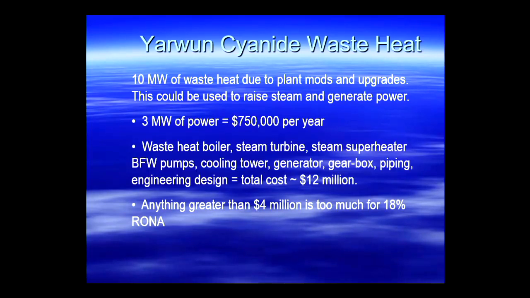RONA is return on net asset, all right? It basically means if you do a discounted cash flow analysis of the capital versus all the recurrence into the future for the lifetime of the asset, that should balance out at least, in this particular case, 18%. Most companies have an investment policy which essentially reduces to this. What is the minimum RONA that we want before we'll spend money? In this particular case, they needed 18%. And $750,000 a year is not enough to justify $12 million of expense, in other words. It's a bad investment.